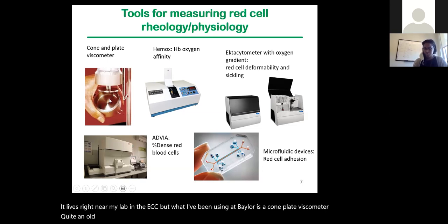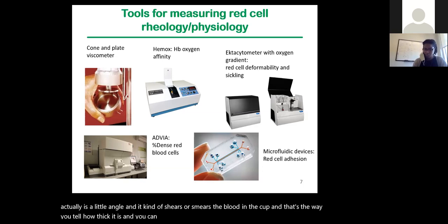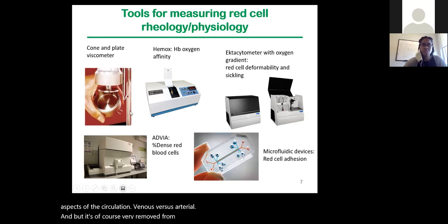You put the blood in this cup, and this is the cone. Looks like a flat plate, but it actually has a little angle. And it kind of shears or smears the blood in the cup, and that's the way you tell how thick it is. And you can set it to different shear rates to mimic different aspects of the circulation, venous versus arterial. But it's, of course, very removed from physiology. You're just looking at the whole blood out of context in a way.